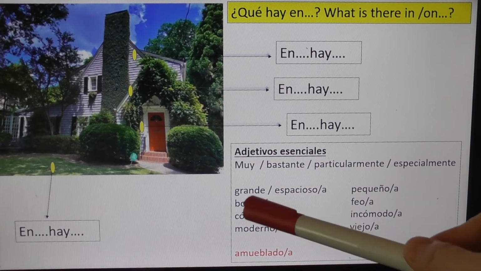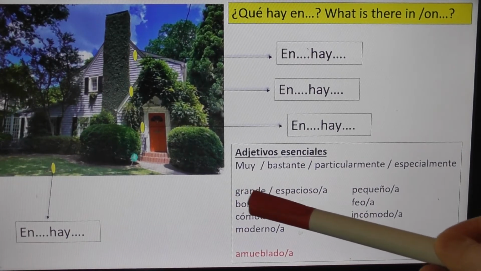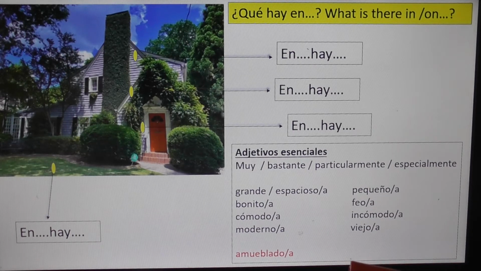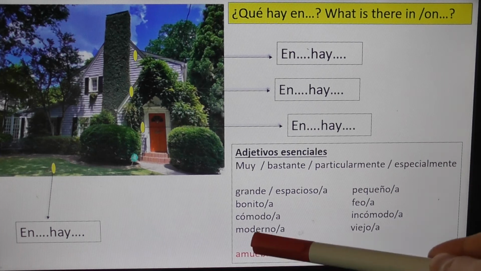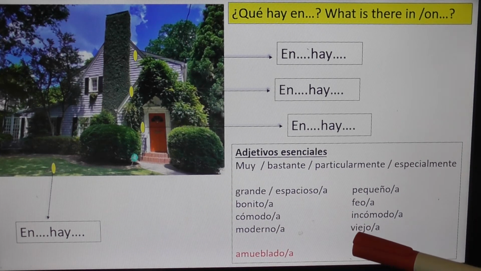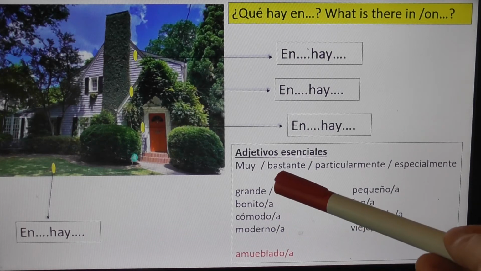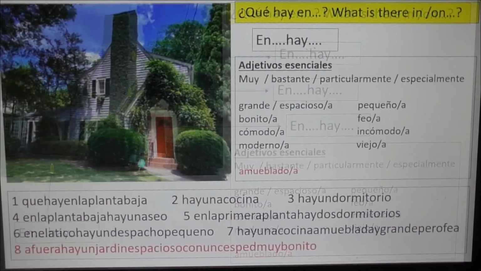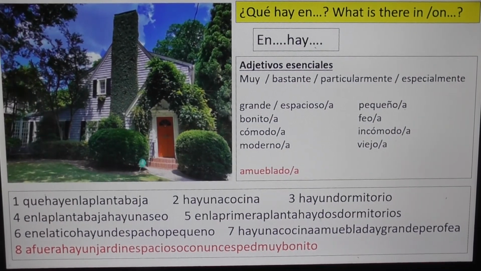Don't forget, we could use some nice adverbs as well, like especially or particularly, to say whether a room is, I don't know, especially modern, especialmente moderno. It could be very old, muy viejo. It could be quite uncomfortable, bastante incómodo. Okay, so we're trying to add detail already into our structures. Vale, over to you this time for a little bit of peace and quiet.